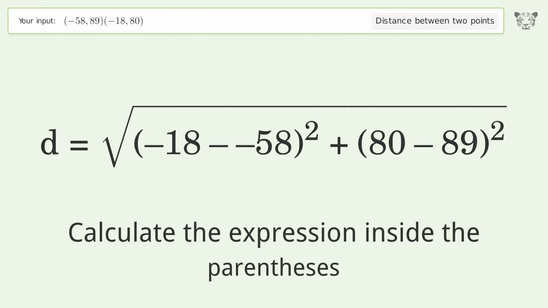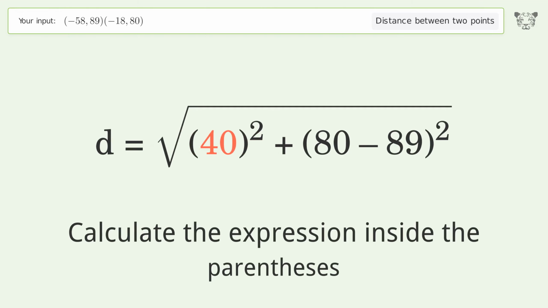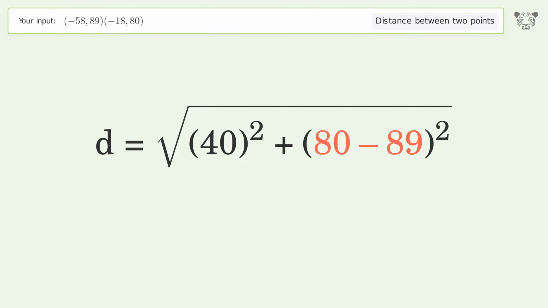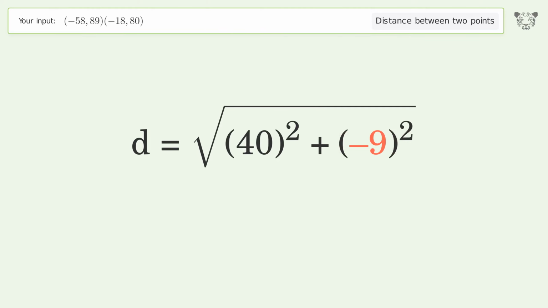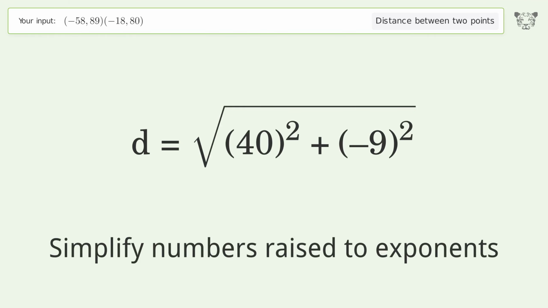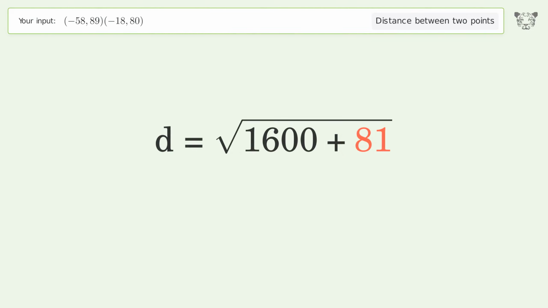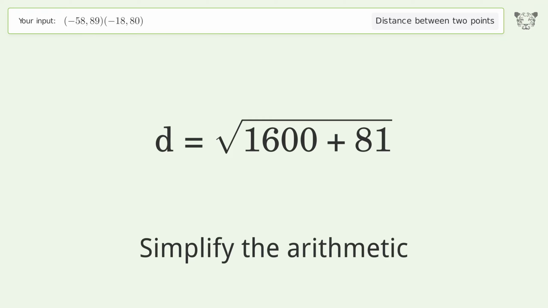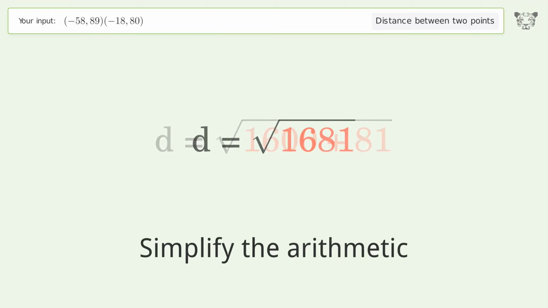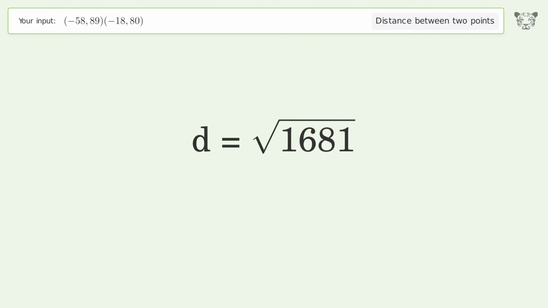Calculate the expression inside the parentheses. Simplify numbers raised to exponents. Simplify the arithmetic. And so the distance between the 2 points is the square root of 1681, or 41.